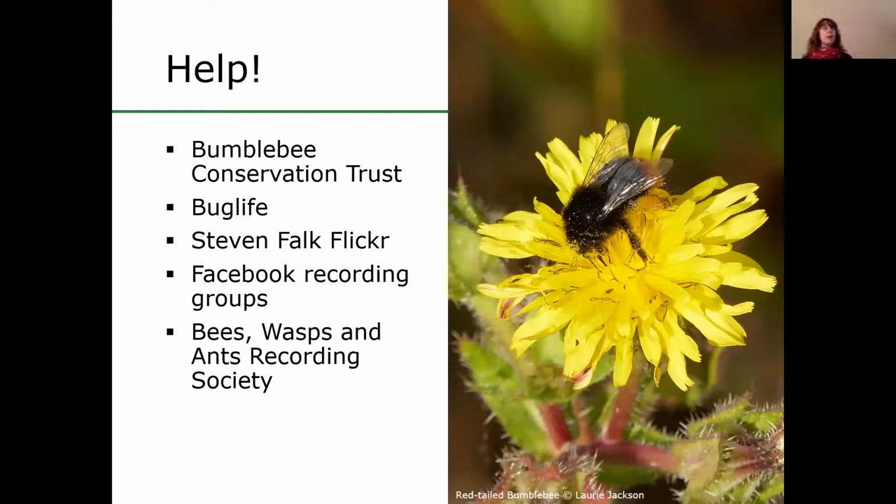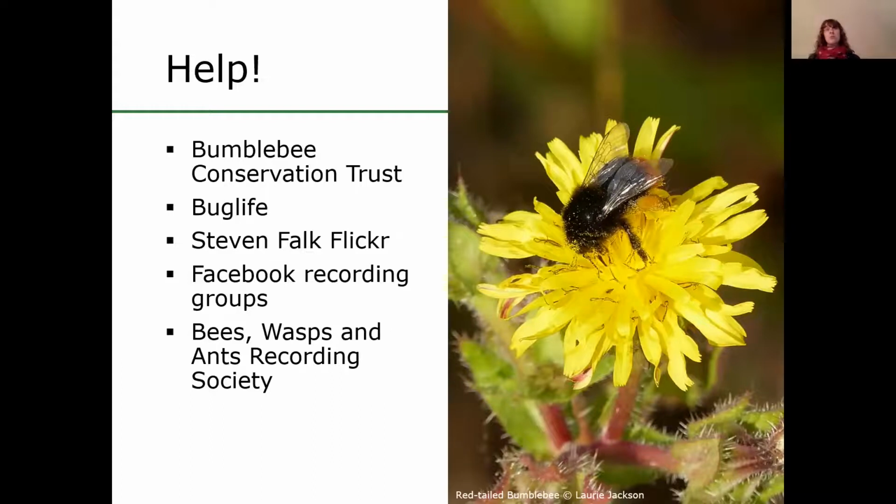There's a very fantastic entomologist called Stephen Falk, who has been incredibly generous with his time and spent a lot of time curating a Flickr page. And he has lots of useful information, lots of photographs of different species, and lots of really helpful tips that you can compare your photos to.